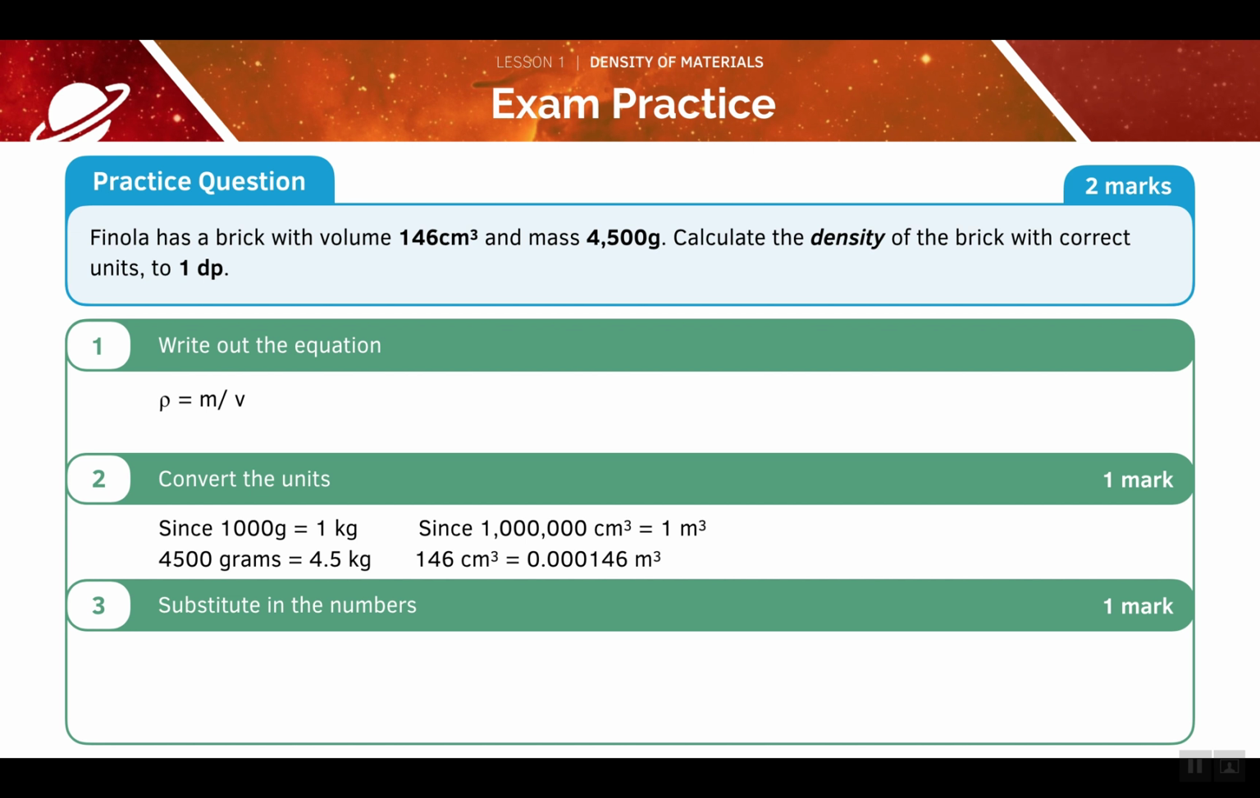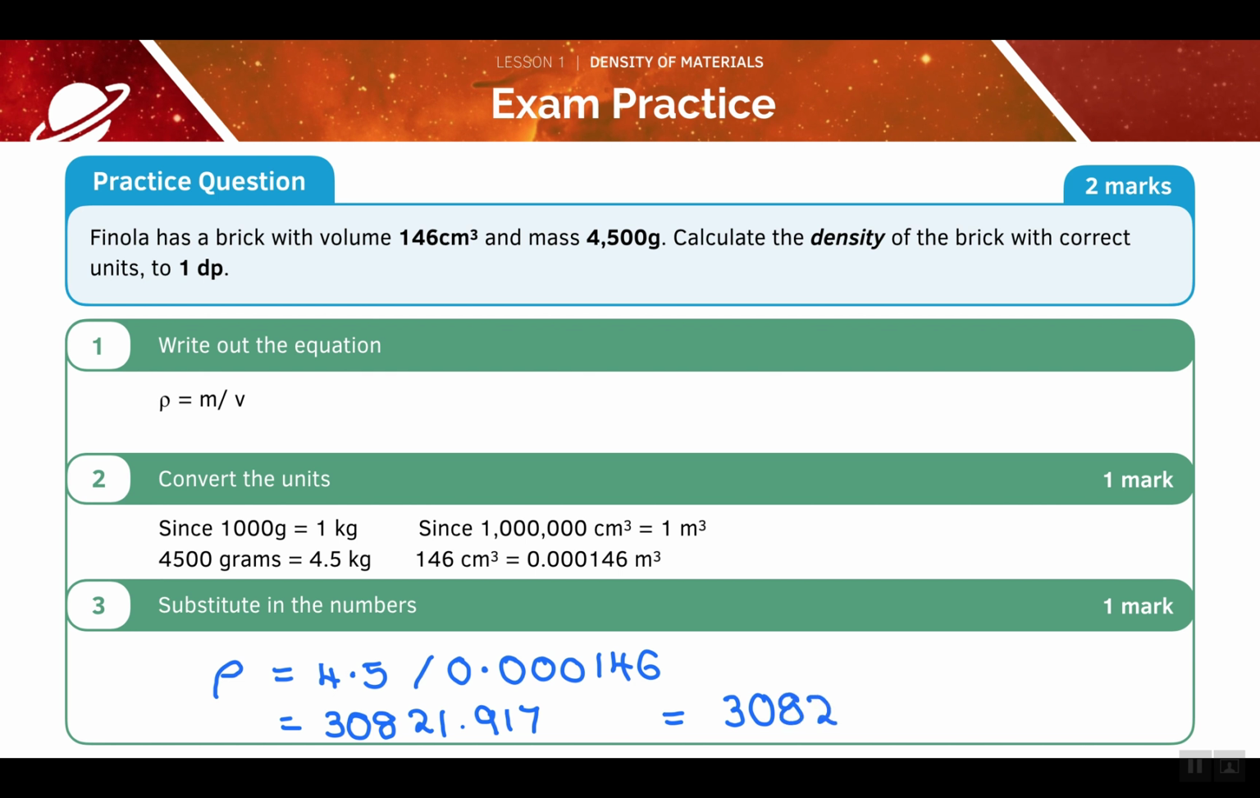Now that we have a mass in kilograms, we can use the equation. We need to remember to give our answer to 1 decimal place and state the correct units. So here we would say density is equal to 4.5 divided by 0.000146, giving us an answer of 30821.917. Now we'll give our answer to 1 decimal place, so we'll say 30821.9 kilograms per meters cubed.